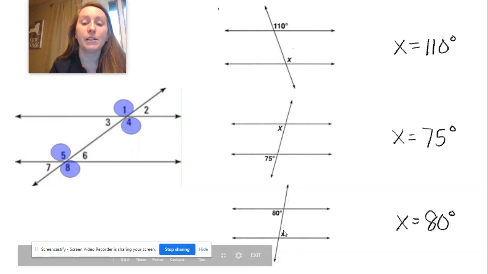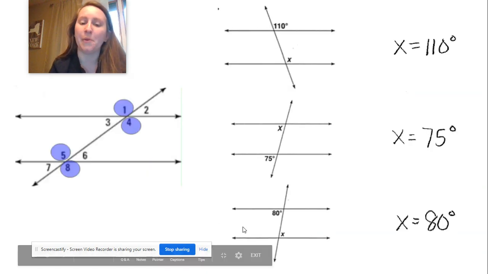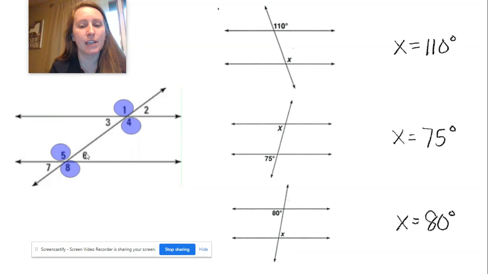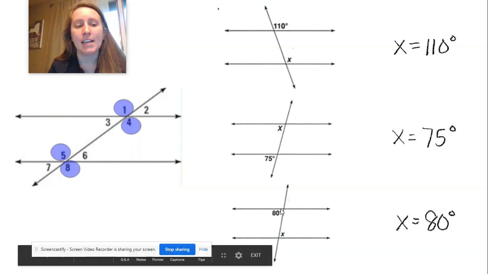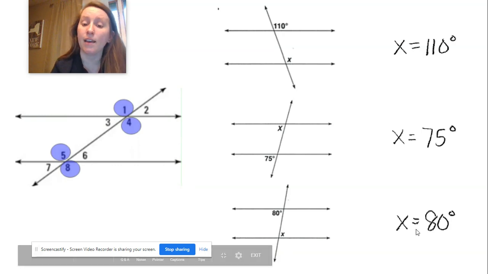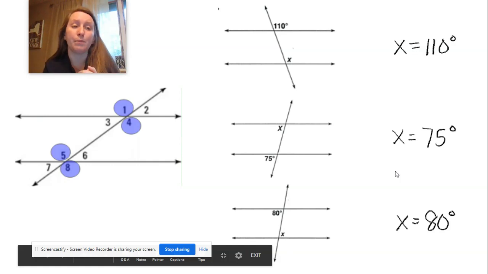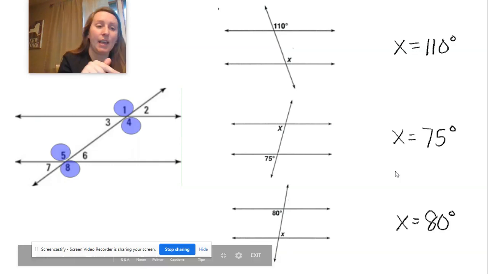Okay, and then for this one, there we go. For this one, angle X is where angle 6 usually is, and 80 is where angle 3 usually is, which means since angle 3 and angle 6 are the exact same thing, angle X is also equal to 80.